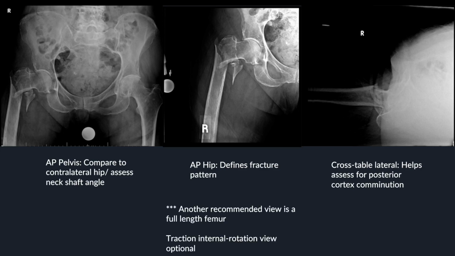And then, okay, that's what I was looking for. It says another recommended view is full-length femur x-rays or traction internal rotation view as well. So by definition, if you're doing surgery on a bone, which in these femur fractures generally you would recommend surgery, which we'll get into maybe another day, you want to be able to see the whole bone you're going to be working on.